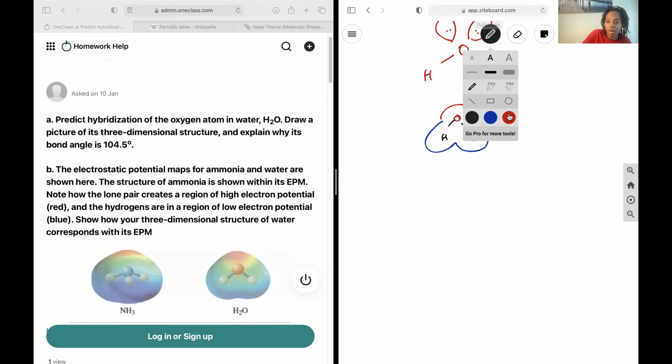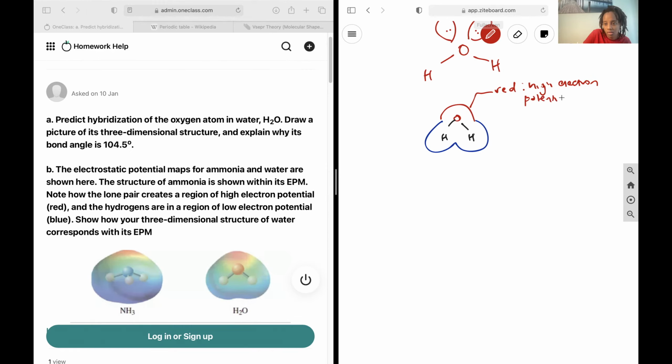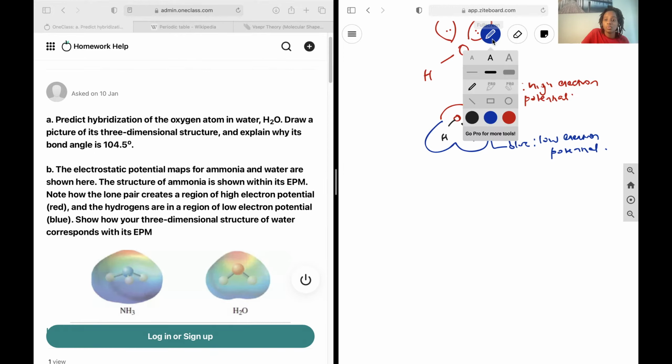What the red means is that you have an area of high electron potential. That just means that the area is going to be a little bit more negative because you have more electrons around it. And our blue means that we have a low electron potential.